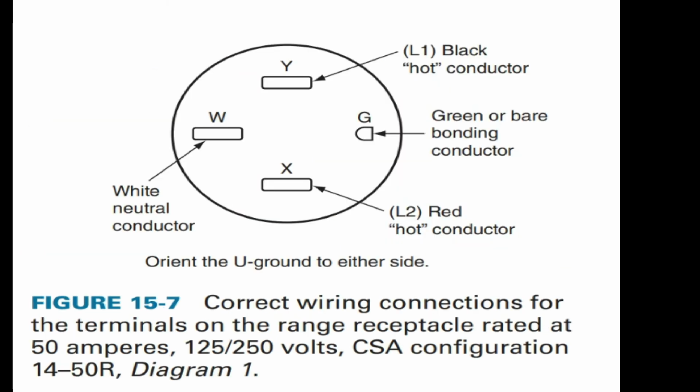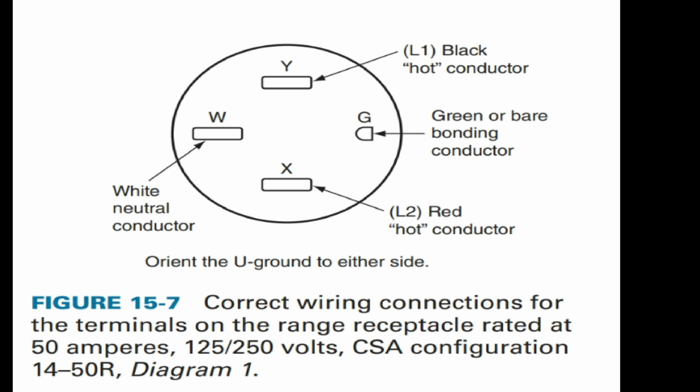For electric ranges, these cords and plugs are rated at 50 amperes and must have an attachment plug of Canadian Standards Association (CSA) configuration 14-50R. This figure shows the correct wiring to the terminals on the receptacle.